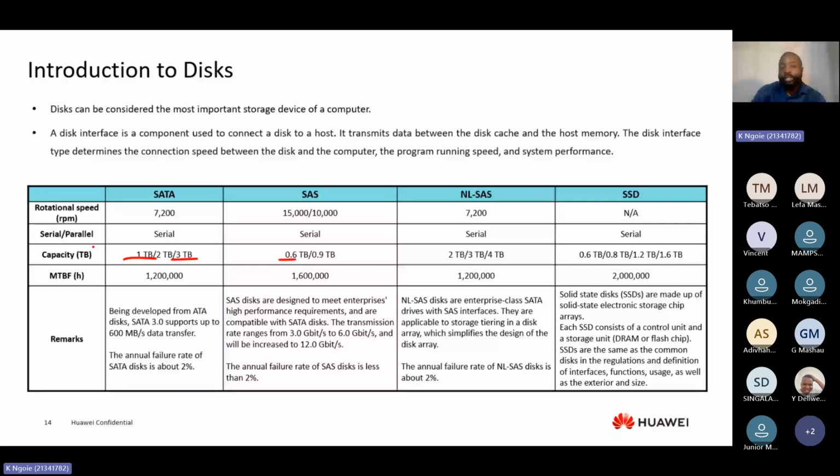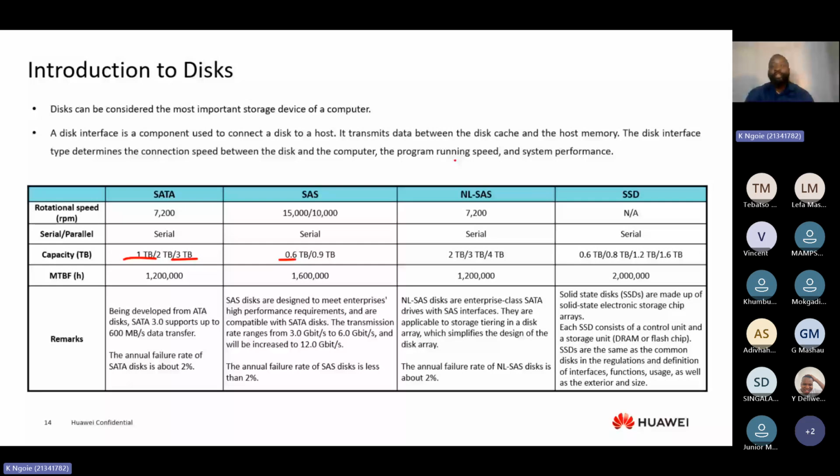All right. So it's very important, even if you have to create your own data center where you have your servers and everything, you need to know exactly what type of disk you need. So we have different types of disk, but there are certain indicators that you need to look at.